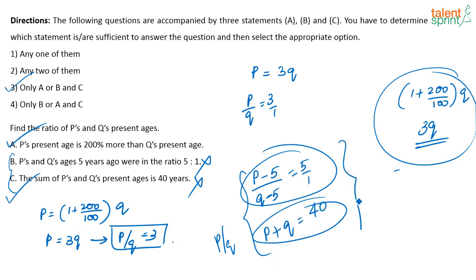But if I combine these two statements, I have two equations and two unknowns. I can solve and find out P and Q, and in turn, I can find out P by Q. So my answer will be: only A is enough to arrive at the answer, or statements B and C together are enough to arrive at the answer. So that's how we go with option 3. Moving on to the next question.